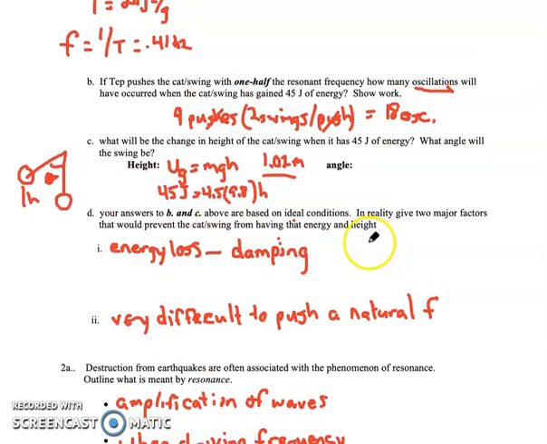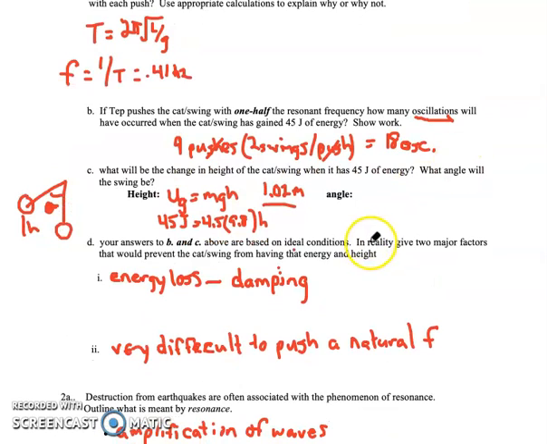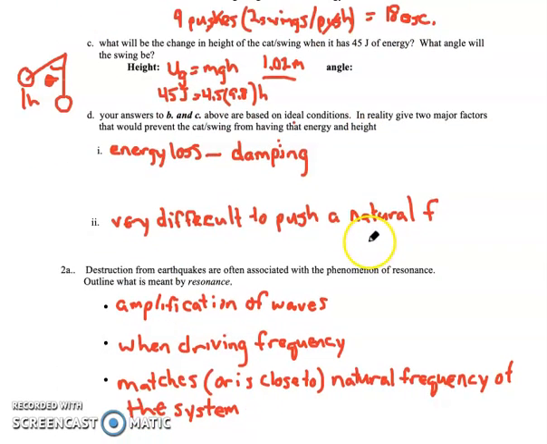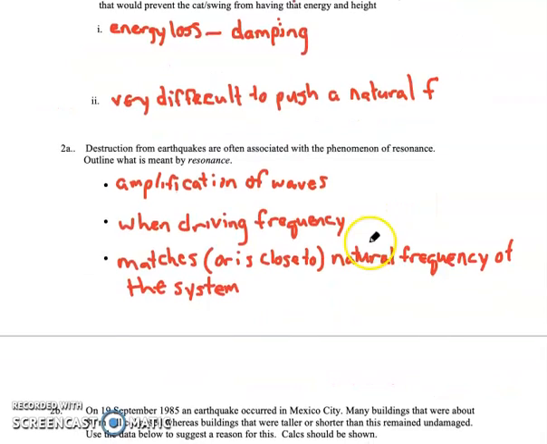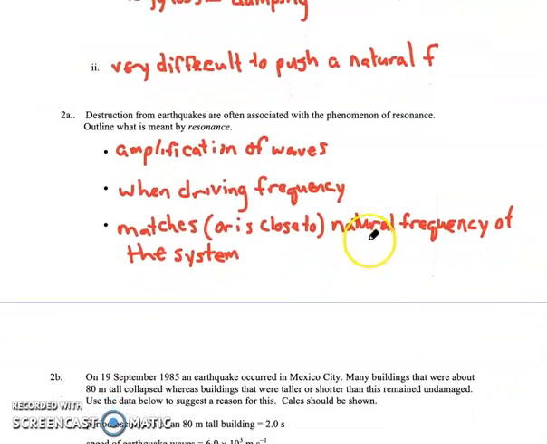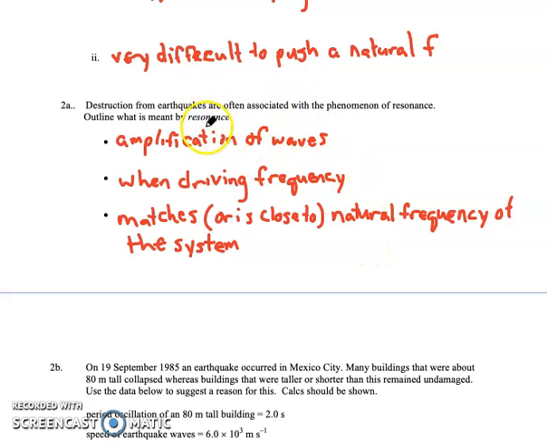Okay, next one, related to earthquake destruction. It asks you to outline what resonance is. And this is important for the AP, your ability to take something, define it, and break it down. So first and foremost, what we want you to remember is resonance is an amplification effect. It's a constructive interference. So you need to make some statement of that sort. That's the one that kids most often leave out. So it's an amplification of a wave.